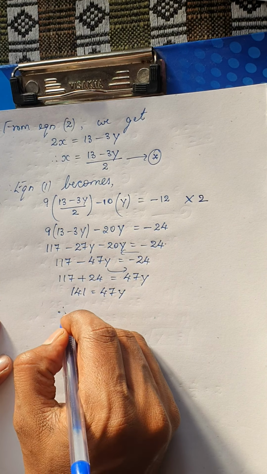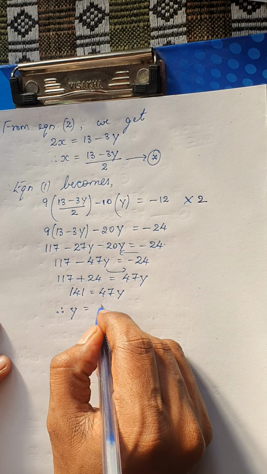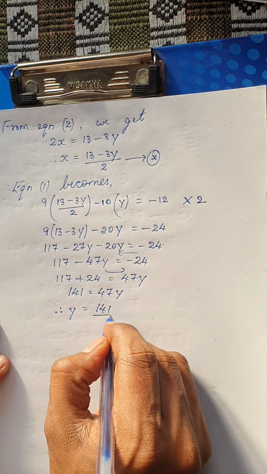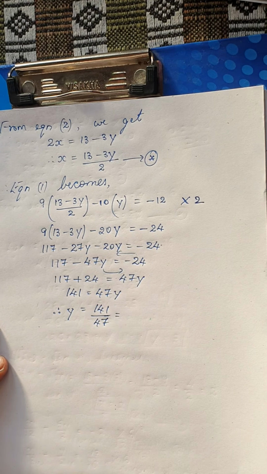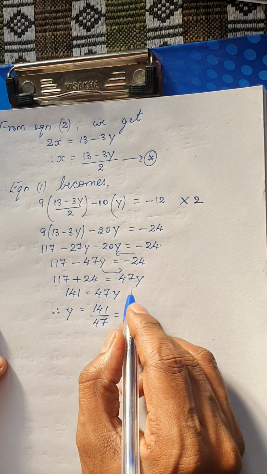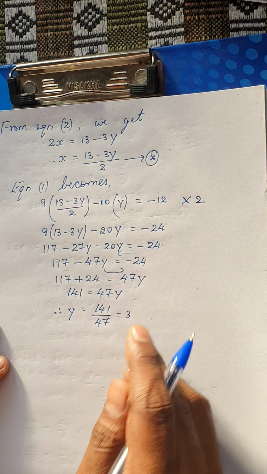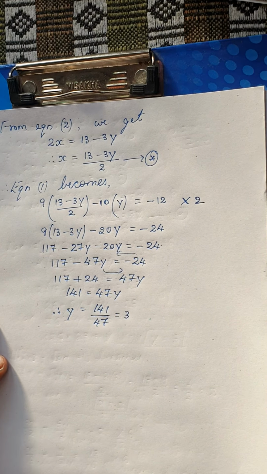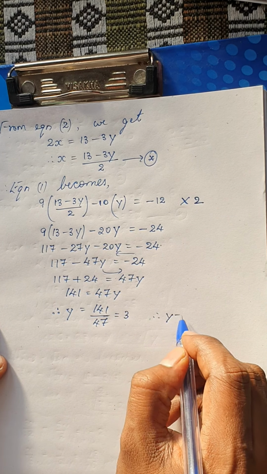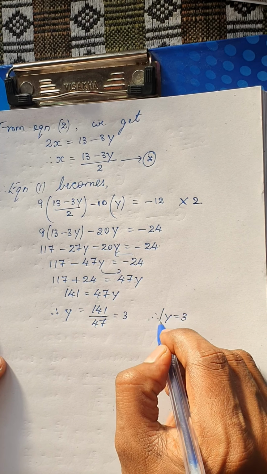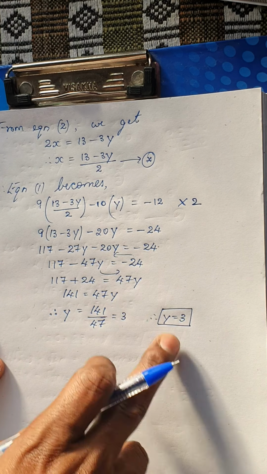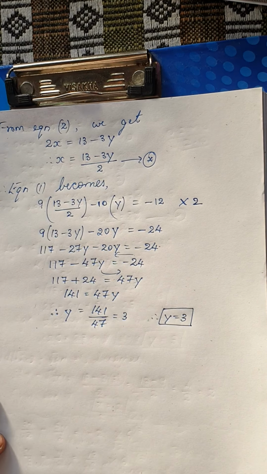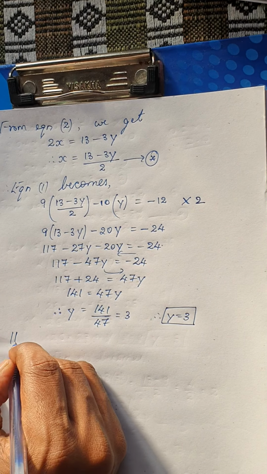Therefore, the value of y would be 141 divided by 47. If you divide it clearly, you are going to get 47 times 3 will be 141. Therefore, I'll get y value is equal to 3. Right? Now, let me put the value of y in equation star. I'm going to get the value of x.